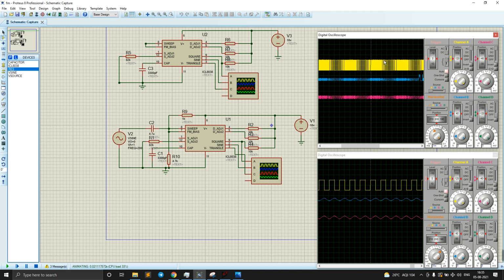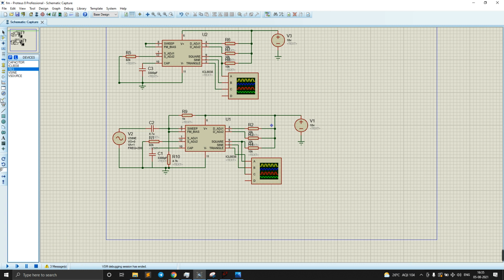I just need to increase this time division. Here we can see it is generating, and here we can see the frequency is lower, and here it is of a higher frequency. We can even check the voltage of this capacitor. Let's check this, the voltage of this capacitor, and see what the voltage will be.